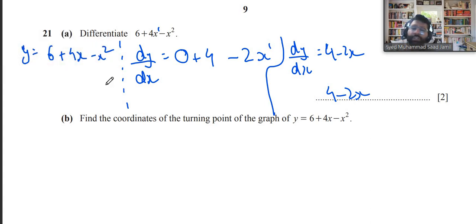Now in the next question it says find the coordinates of the turning point of the graph y is equals to 6 plus 4x minus x square.